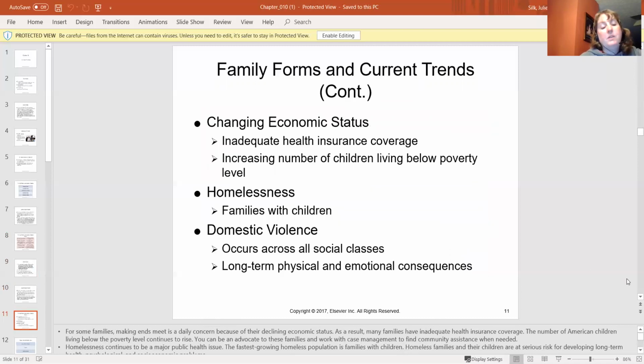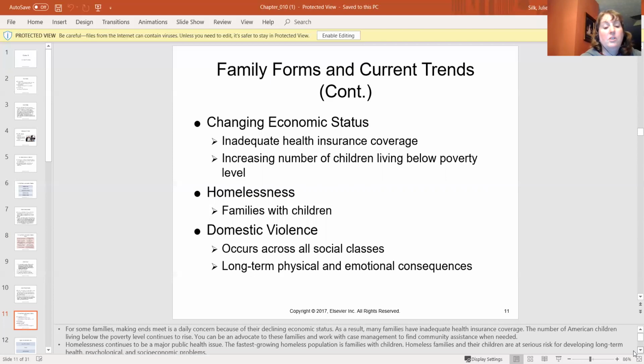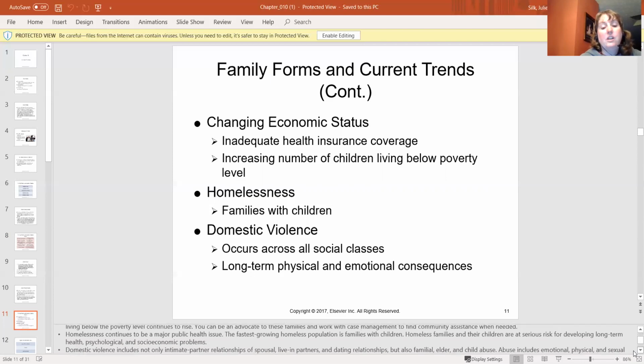Okay, so for some families, making ends meet is a daily concern because of their declining economic status. As a result, many families have inadequate health insurance coverage. The number of American children living below the poverty level continues to rise. You can be an advocate for these families and work with the case management to find community assistance when needed. Homelessness continues to be a major public health issue. The fastest growing homeless population is families with children. Homeless families and their children are at serious risk for developing long-term health, psychological, and socioeconomic problems.